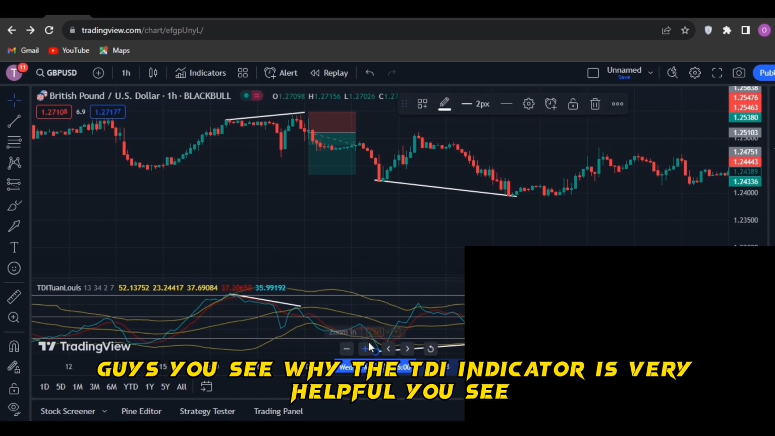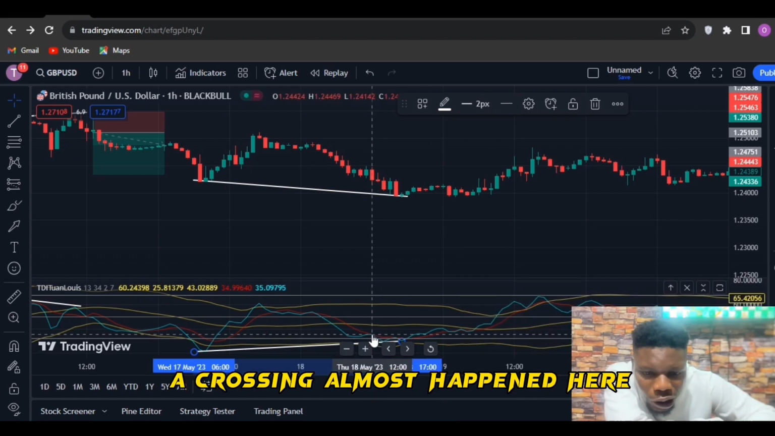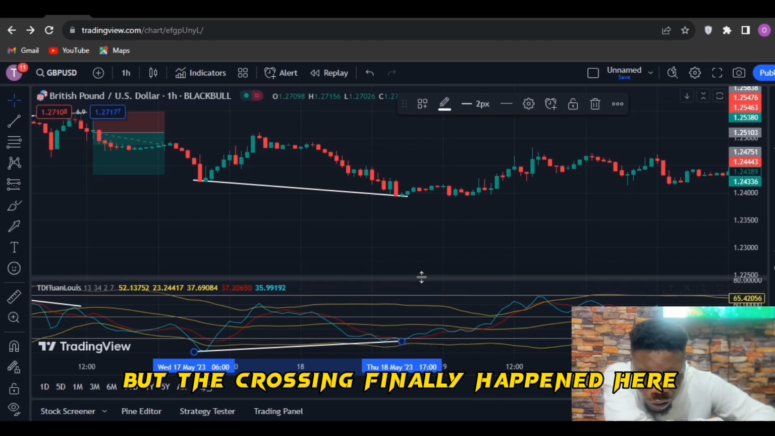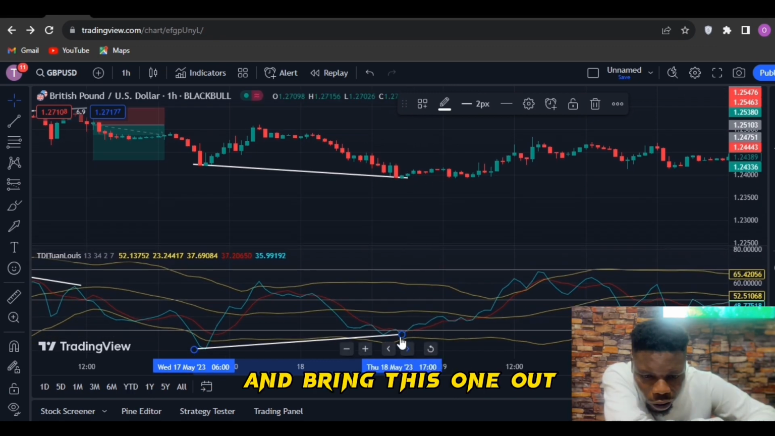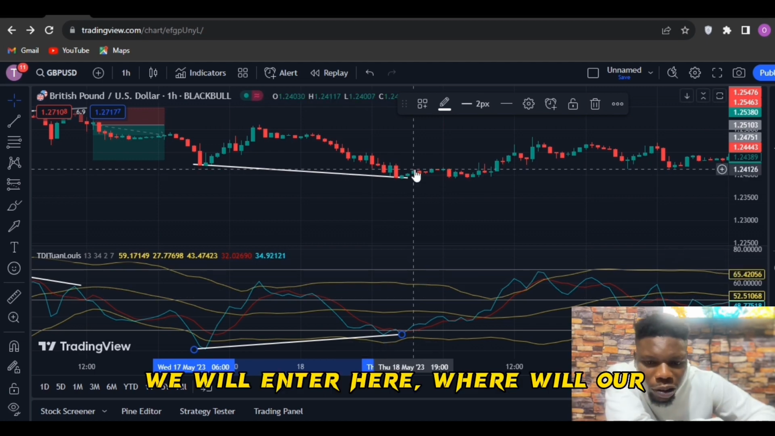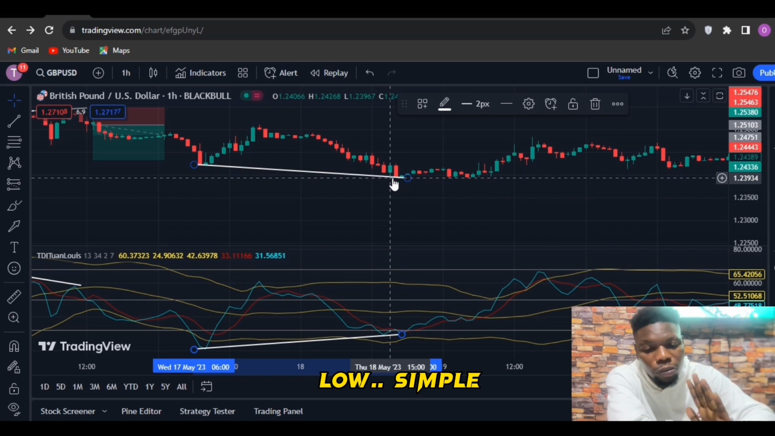As you see, the TDI indicator is very helpful. You see, the crossing almost happened here, but it never happened. But the crossing finally happened here. We will enter here. Where will our stop loss be? Below this. Simple and short.